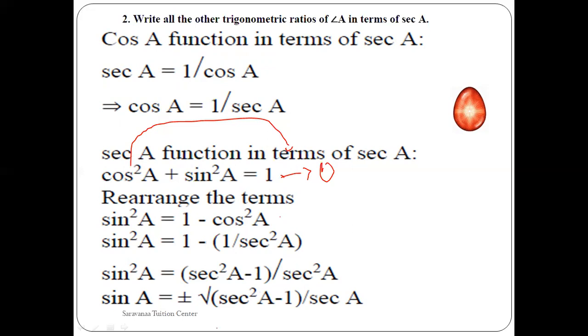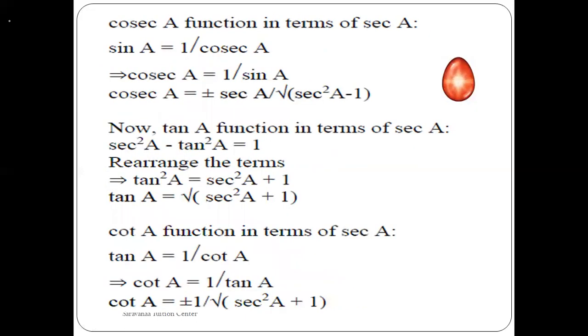Okay. Then take the roots on both the sides. Sin A equals root of secant square A minus 1 by secant A. Okay. Cosecant A function in terms of secant A. Sin A is the reciprocal of cosecant A, right? So cosecant A is also the reciprocal of sin A. Cosecant A equals plus or minus secant A by root of secant square A minus 1.